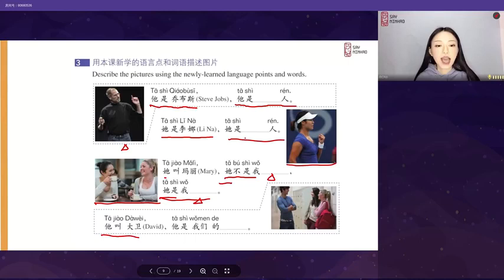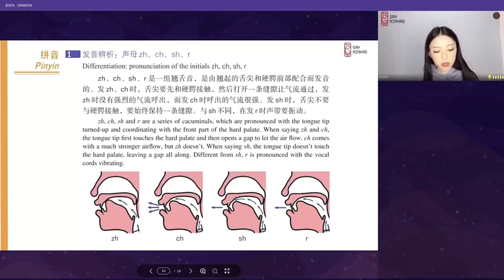他叫大卫。His name is David. 大卫 is the Chinese translation for David. 他是我们的 something. He can be anybody you want. For example, maybe your friend, 朋友, or teacher, 老师, or 学生, student. So the blank can be 他是我们的朋友, 他是我们的老师, 他是我们的学生。Okay, now let's move on to the next part.